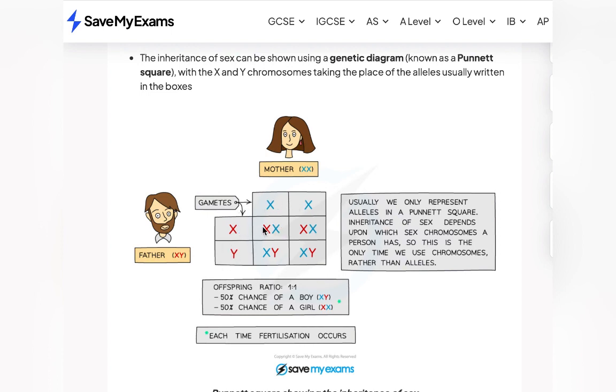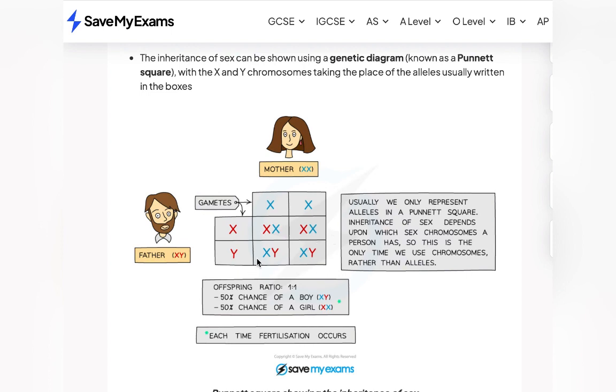So we cross. For this coordinate, you have X from the father and X from the mother, so you have XX, which is a girl. For this one, you have X from the mother and X from the father, another girl. At this point, you have X from the mother and Y from the father, which makes a boy. And at this point, again X from the mother and Y from the father, which becomes a boy. So in this case, you have 50-50 chances, meaning 50% girls, 50% boys.